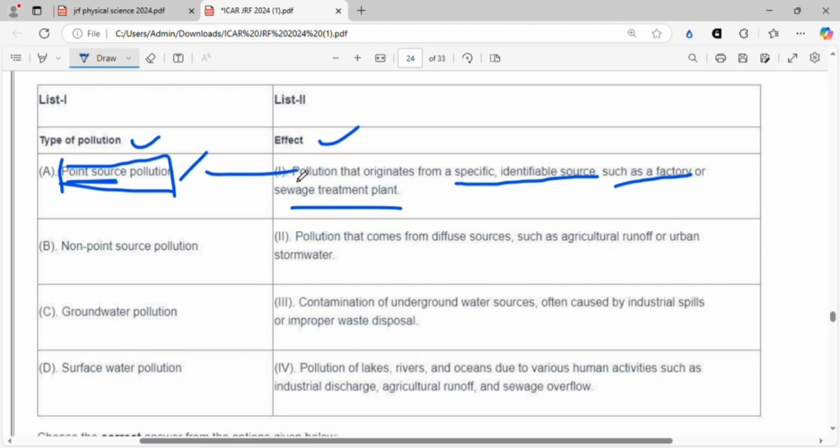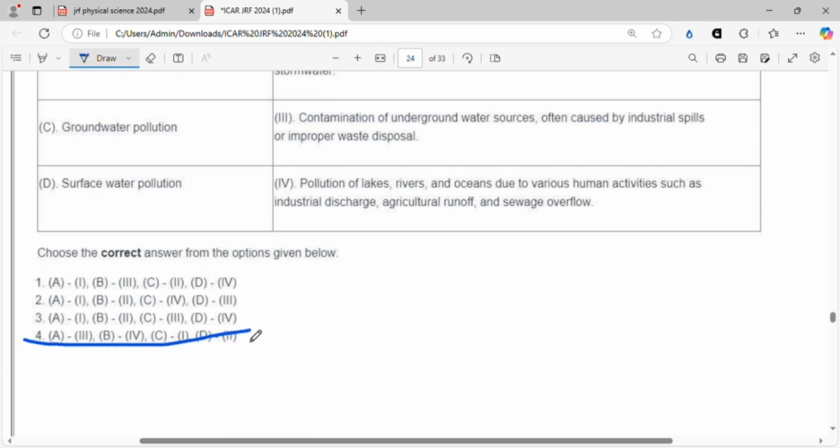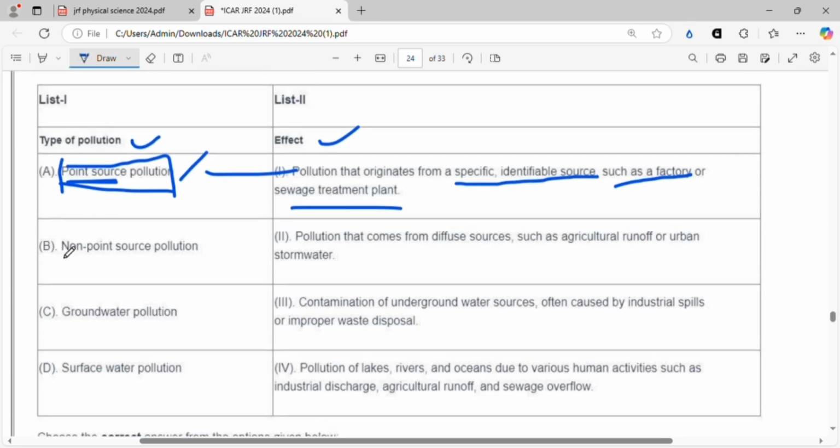That is called point source pollution. So it will be A1. Let's see the options. There are three A1s, so we need to put some more effort into this question. Non-point source pollution, of course, will be the diffuse source, where we cannot identify a single point, like pollution that comes from diffuse sources such as agricultural runoff or urban stormwater. Exactly, with agricultural runoff, you just cannot say that this has come from this portion of the field. The runoff is coming from a huge command area, and everything can come under the influence of that runoff. So you just cannot specifically say which field has contributed to that pollution.